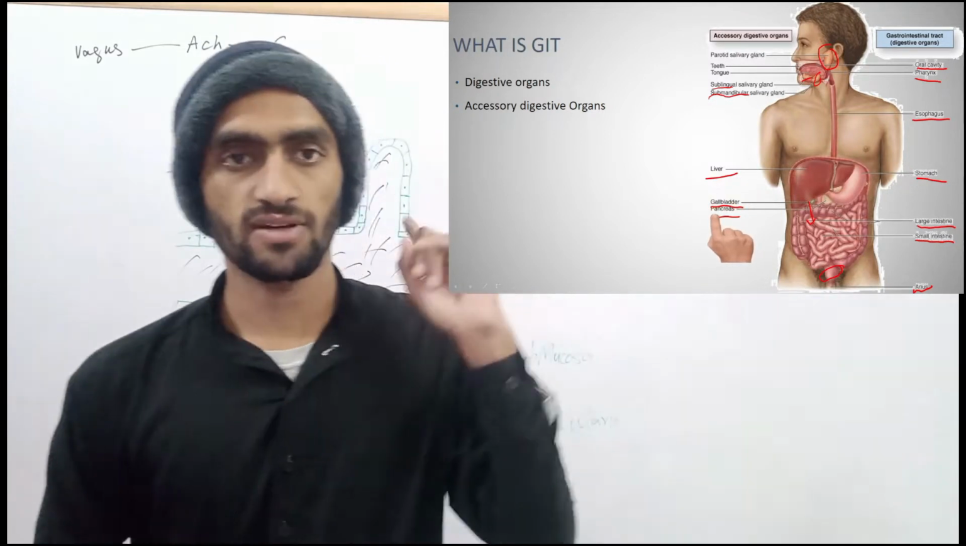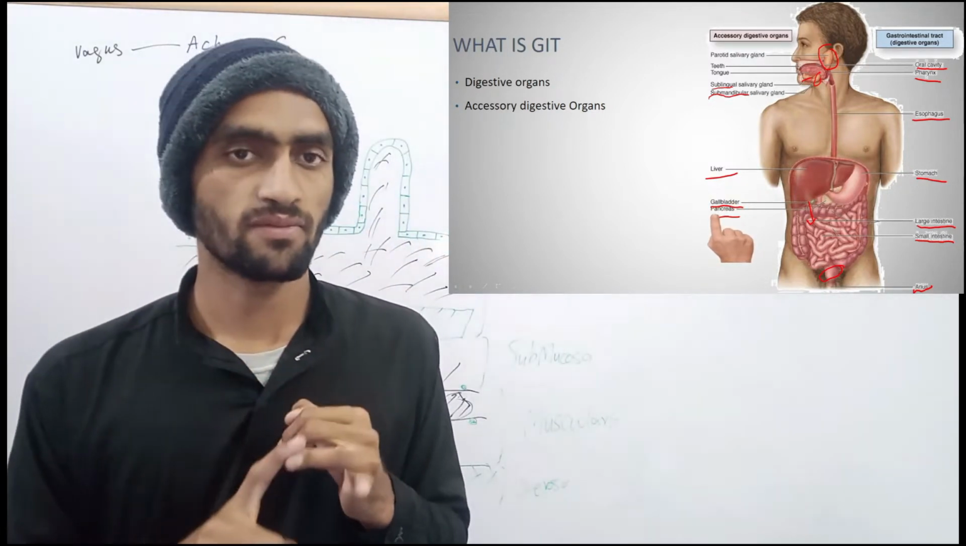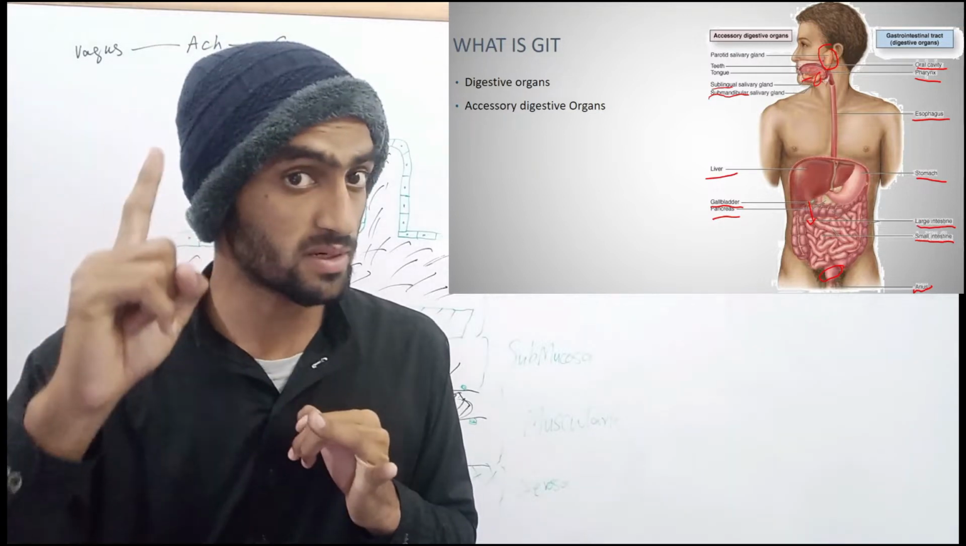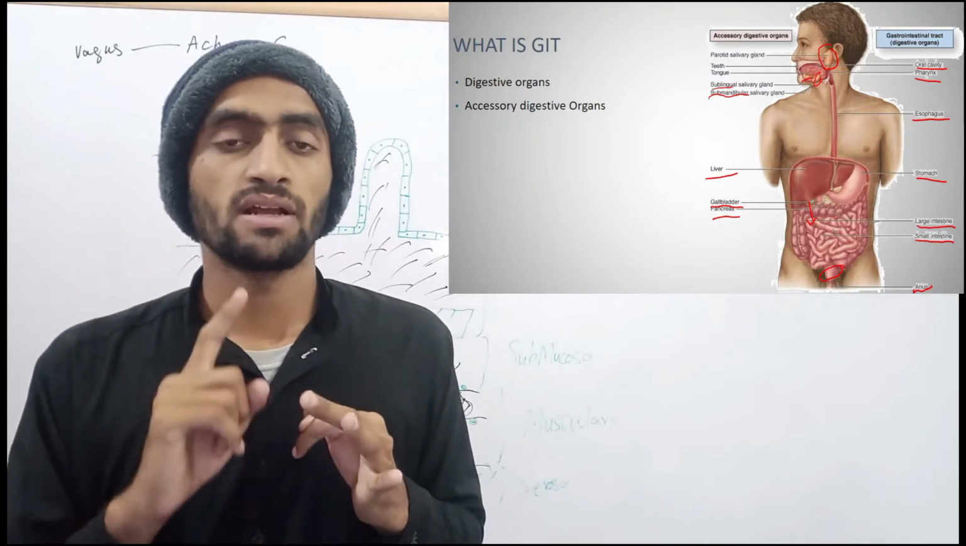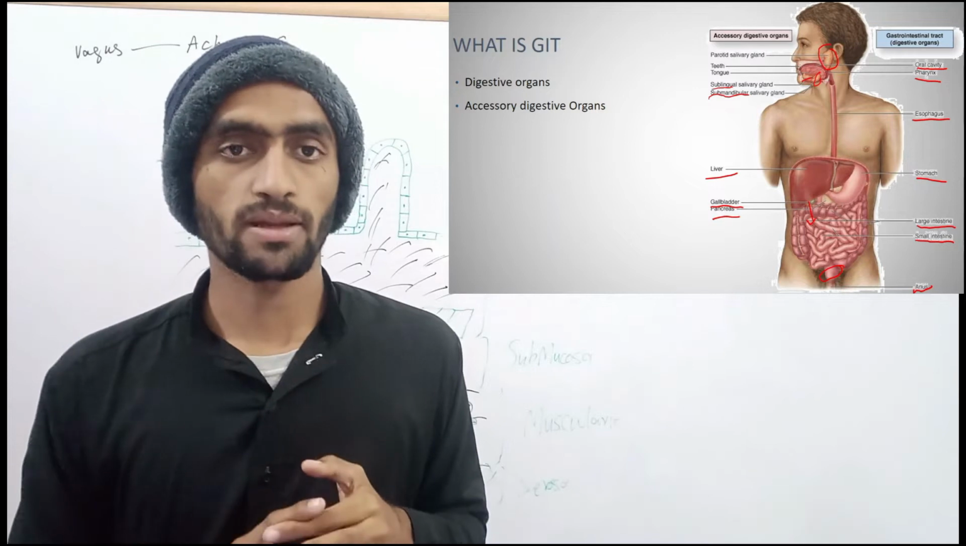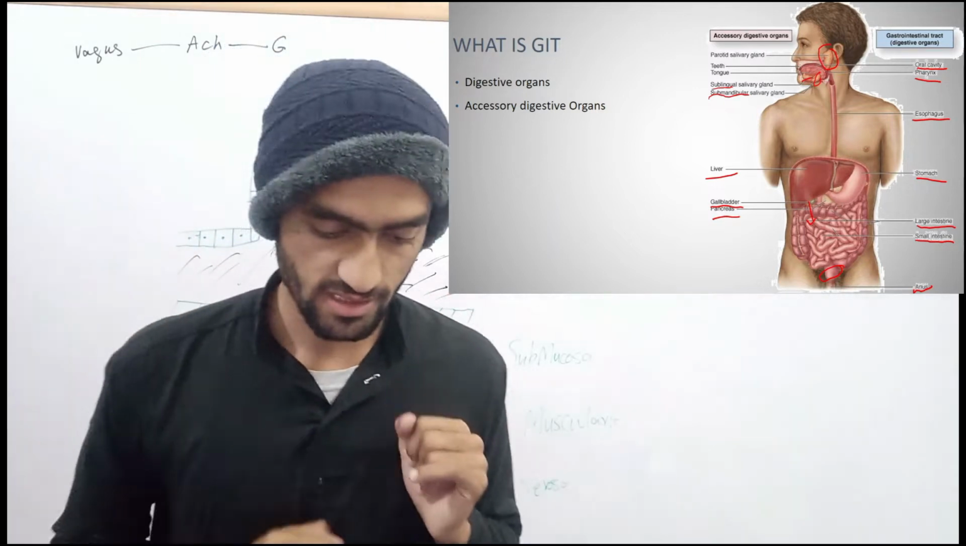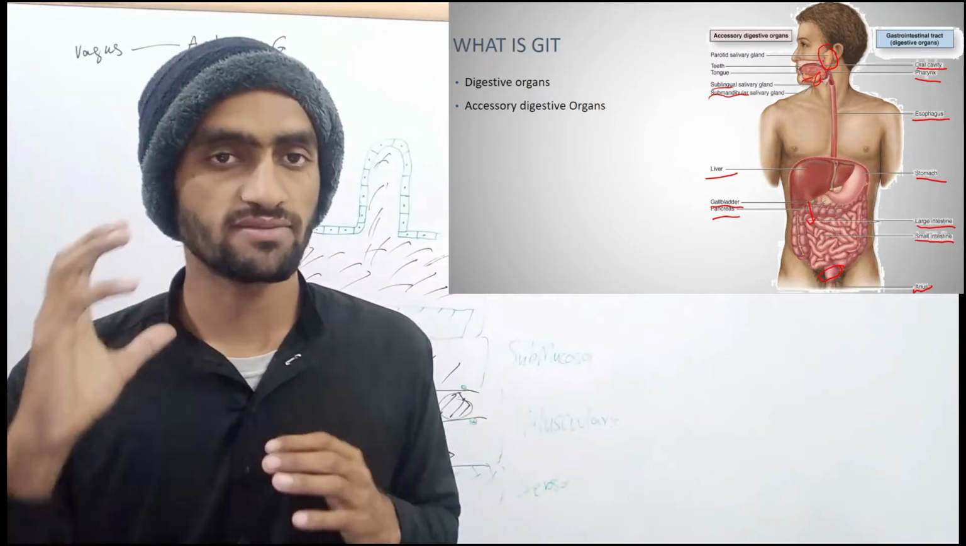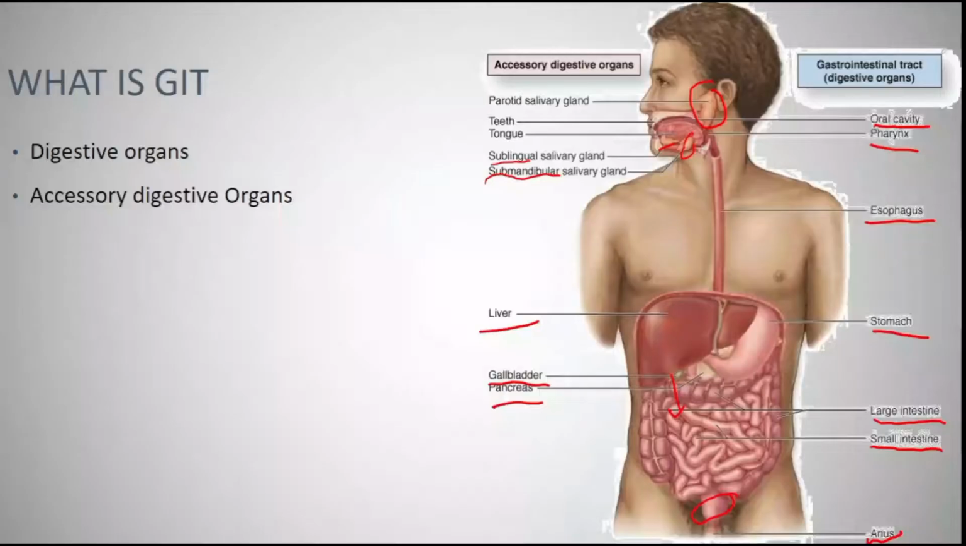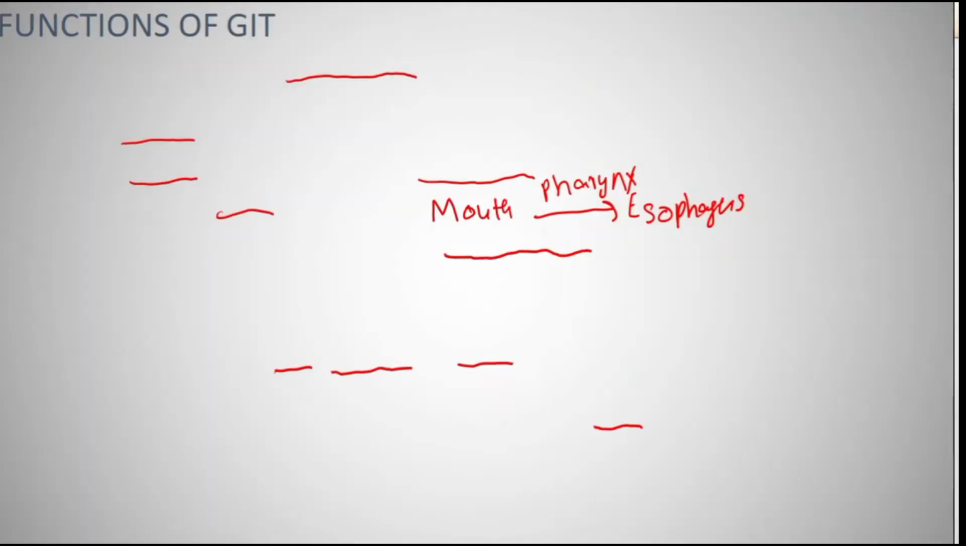Digestive organs, 6 digestive organs: oral cavity, pharynx (nasopharynx is not part of digestive), esophagus, stomach, small intestine, large intestine. In accessory digestive organs, we have salivary glands, teeth, tongue. These are present in the mouth. Then liver, gallbladder, pancreas. These are accessory. What are the functions of GIT?